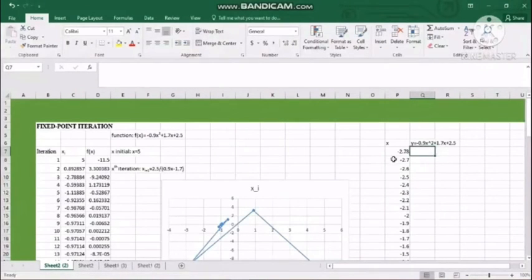Then to get the y values, just substitute the x values to the function. It is equal to negative 0.9 times negative 2.78 raised to 2 plus 1.7 times negative 2.78 plus 2.5. Just drag it down.